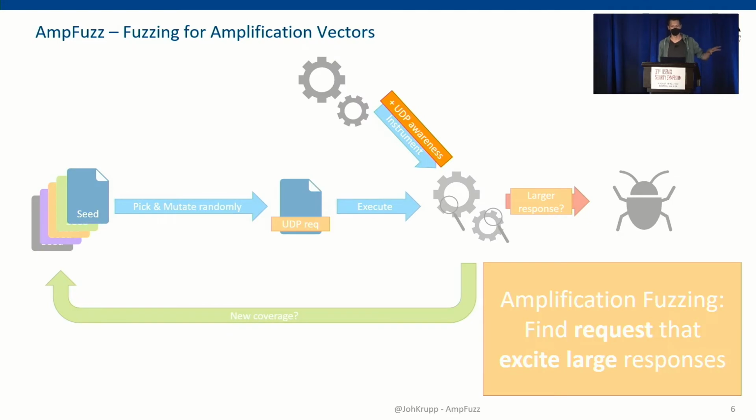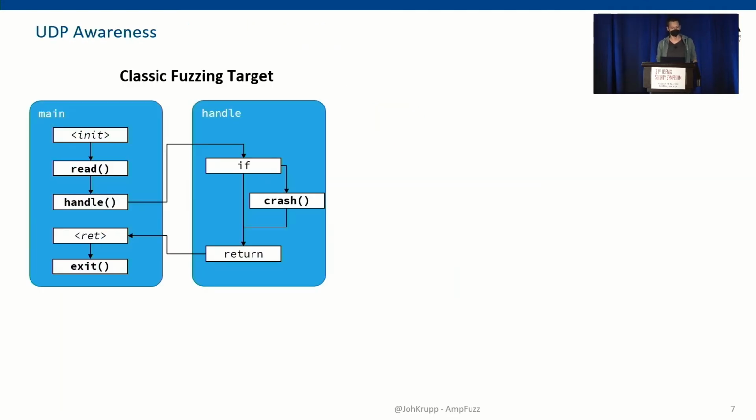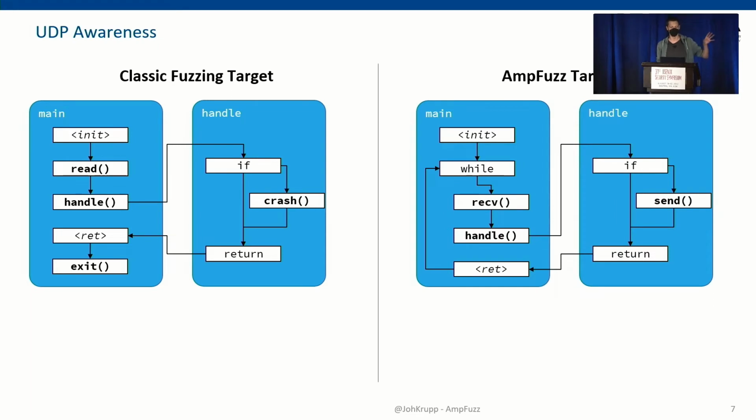And what do I mean by UDP awareness? Well, a classic fuzzing target looks somewhat like this. We have some initialization, then we read our input from a file or standard input. We call some functions, maybe some branches crash, and in the end, we just exit. On the other hand, the targets that we're dealing with in AmpFuzz are usually servers, which look something like this. So they start off with an initialization, they open a socket, they listen for UDP requests, they maybe send some responses, but crucially, afterwards, they just go back in the loop.